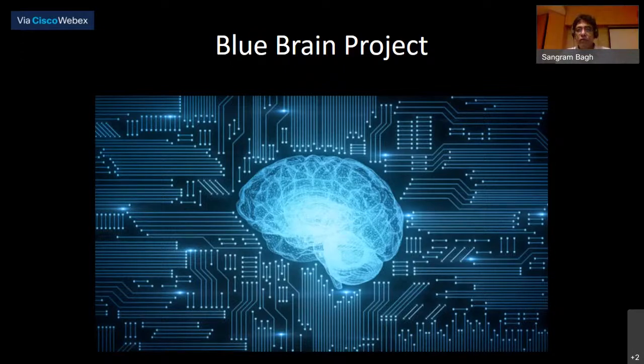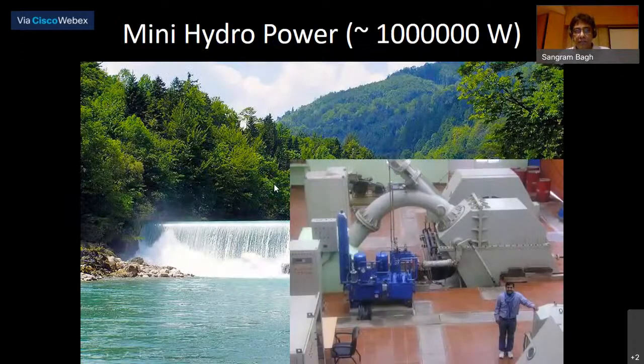Now, interestingly, this whole human brain simulation, they still haven't done that. But what I'm trying to get at is what kind of energy it will take. If you want to simulate just a single human brain with all its connectome in a computer, it will take 1 megawatt of power. And 1 megawatt of power means that a mini hydropower generation plant is required to make that much power.